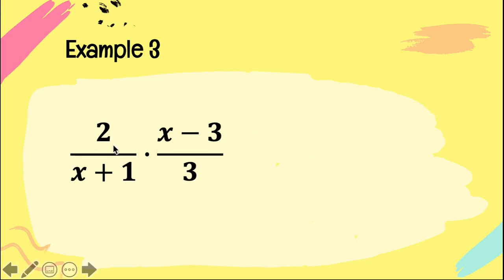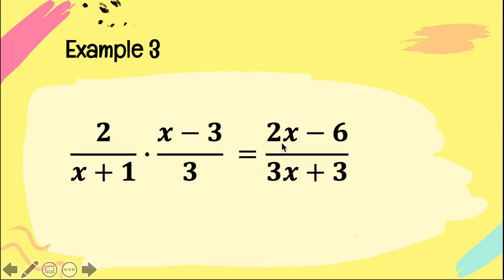As you can see here, this one is a monomial and then we're going to multiply it to a binomial. So what we are going to do is to use distributive method. So 2 times x, the answer is 2x. And then 2 times negative 3, the answer is negative 6. Over, that is distribute 3. So 3 times x, we have 3x. And then 3 times 1, the answer is 3. So this will be now your final answer, which is 2x minus 6 over 3x plus 3. If you want to write your answer in factored form, it's okay.